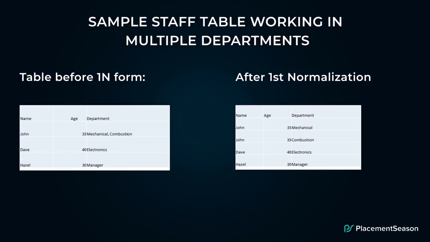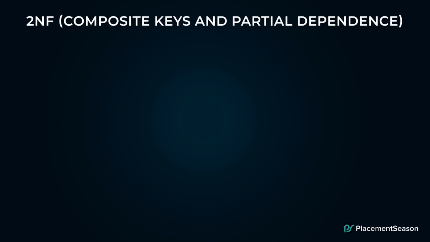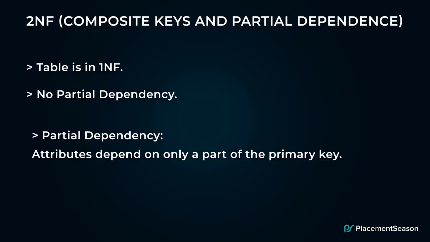Then let's move on to the second normalization form. Second normalization form deals with composite keys and partial dependencies. So for the table to satisfy the second normal form condition, a table should already be in first normal form.